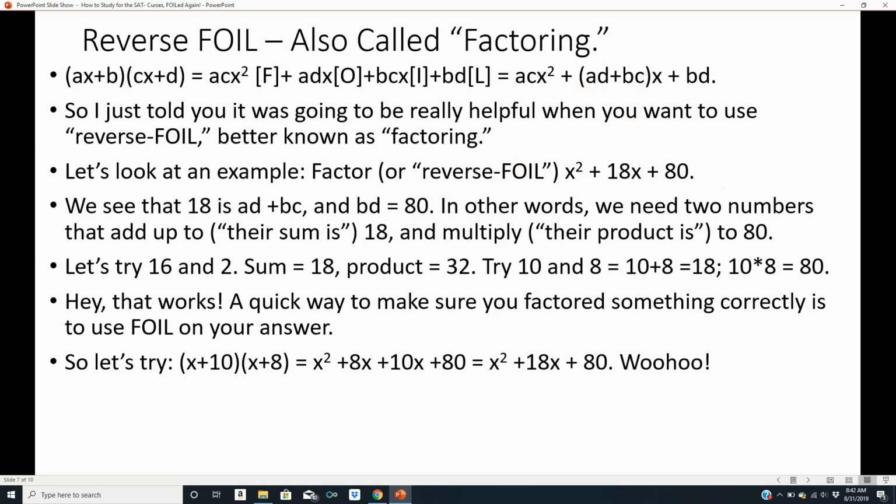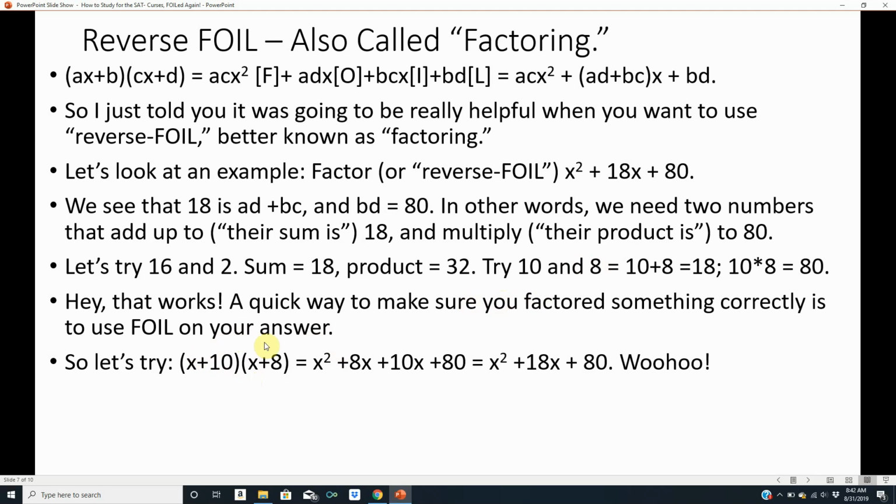Okay, well, wait a minute. What about 10 and 8? Okay, well, 10 plus 8 is 18. And hey, 10 times 8 is 80. That works. And a quick way to make sure you factored something correctly is just to use FOIL on your answer. If you FOIL the answer and you don't get the problem that you started with, you know you did it wrong. So let's try.